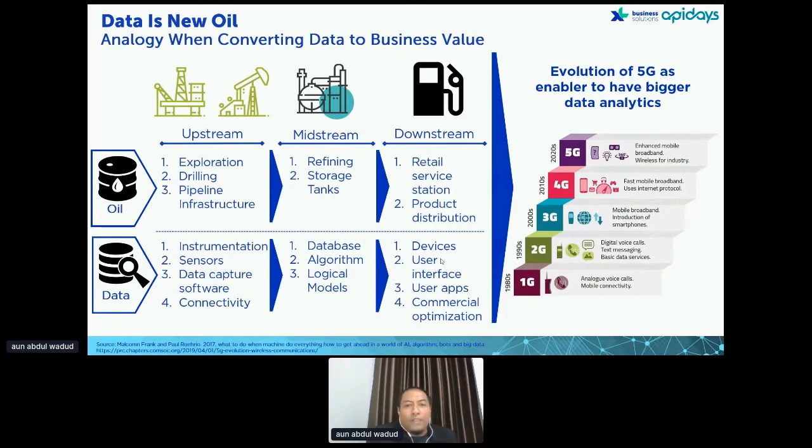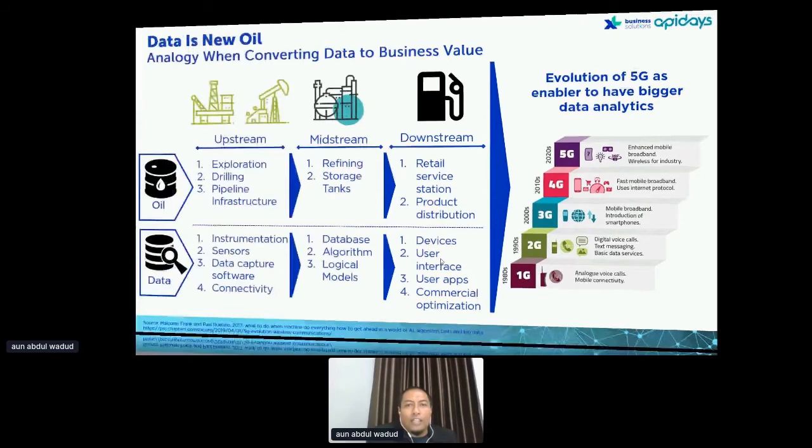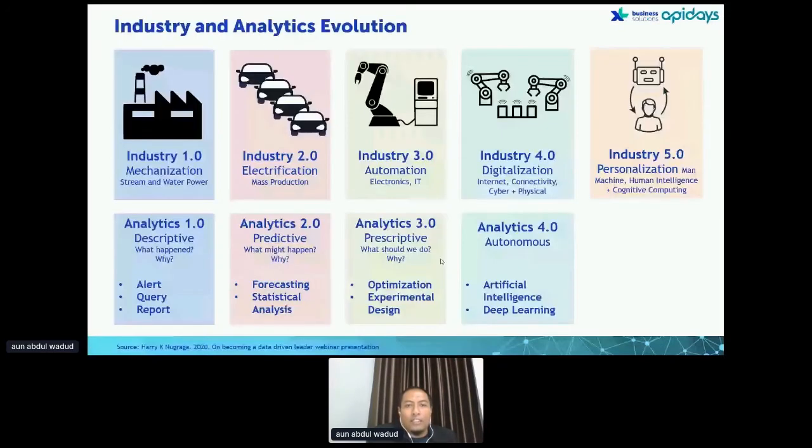And this is also aligned with industrialization, as the analytics industry evolution is also growing very fast. As you know, Industry 5.0 is now about personalization and man-machine collaboration, and not only in the digital industry, but for sure in the mining industry also, they are going to autonomous systems, fully autonomous or hyper-autonomous, for example, unmanned trucks and things like that. So actually we can support this with data.